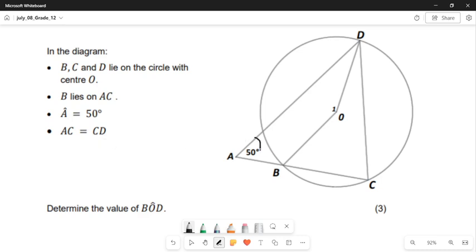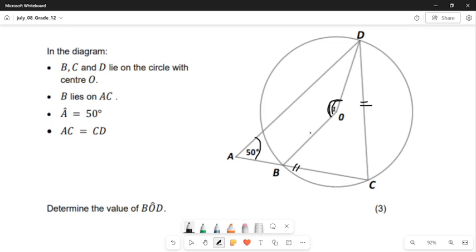So we have that, and AC is equal to CD. AC is a line, and CD. So these two lines are equal. We can just mark them. Determine the value of angle BOD. BOD, so it's the angle O1. We need to find this angle.